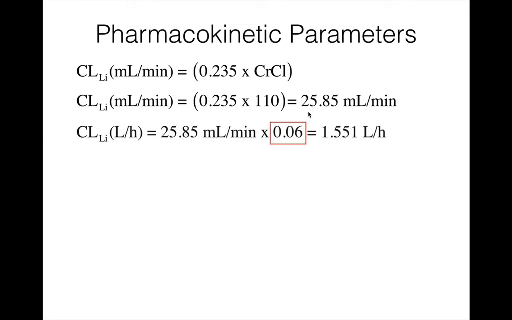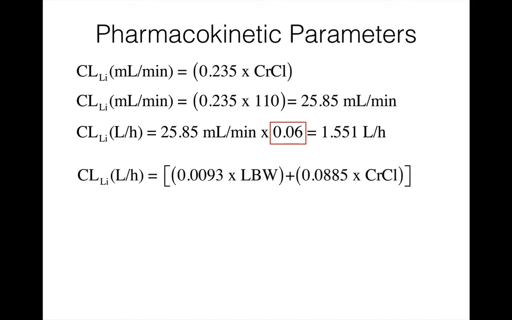But we do need to convert that to liters per hour. So the way we do that is multiply the clearance in milliliters per minute times 0.06, which comes from 60 minutes per hour times 1 liter over 1,000 milliliters. Multiplying 25.85 times 0.06 gives us a clearance of 1.551 liters per hour.